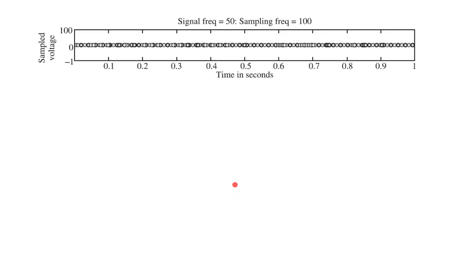Now let us see what happens if we sample the signal exactly at twice the signal frequency. Let us say the signal frequency is 50 hertz and the sampling frequency is 100 hertz. Then obviously, if the starting instant of sampling is at a zero crossing, we will get a straight line.